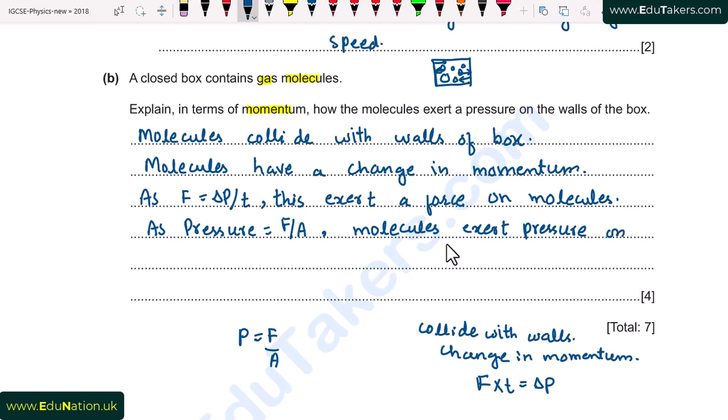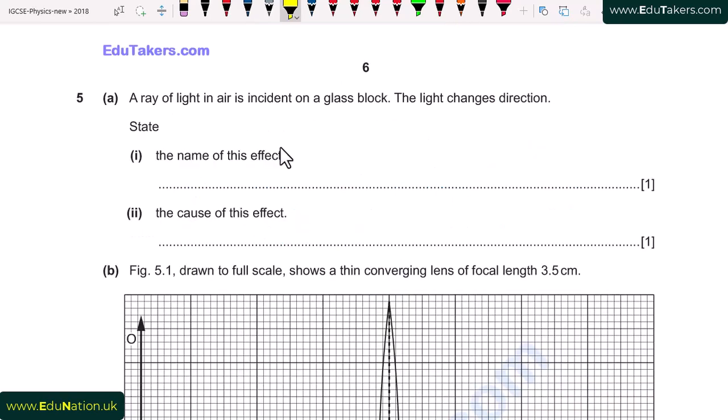On walls of box. So in this case, the molecule exert pressure.